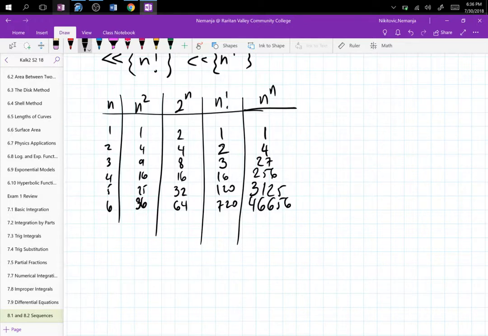3 factorial. 6. And then 4 factorial is 24. Yes. And then it's, all right, 120. Okay.